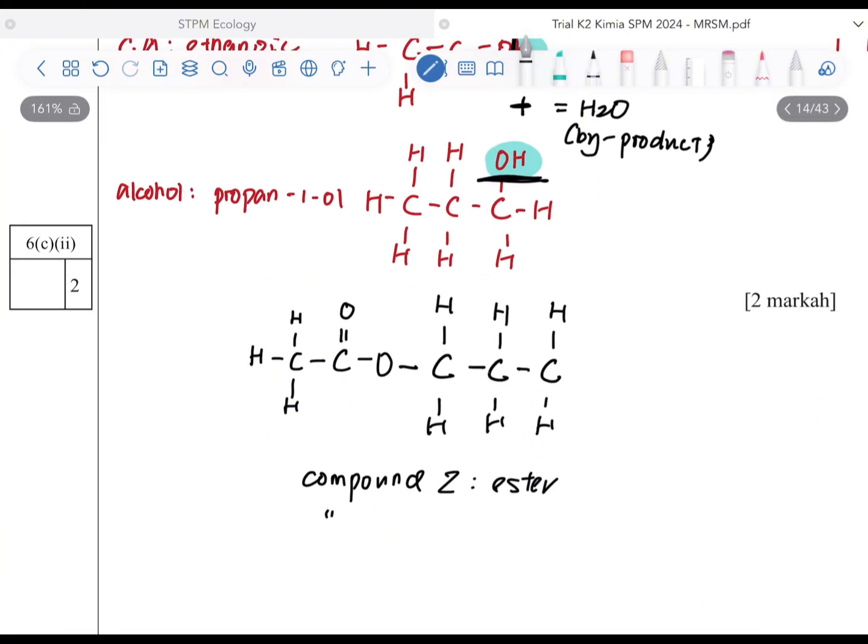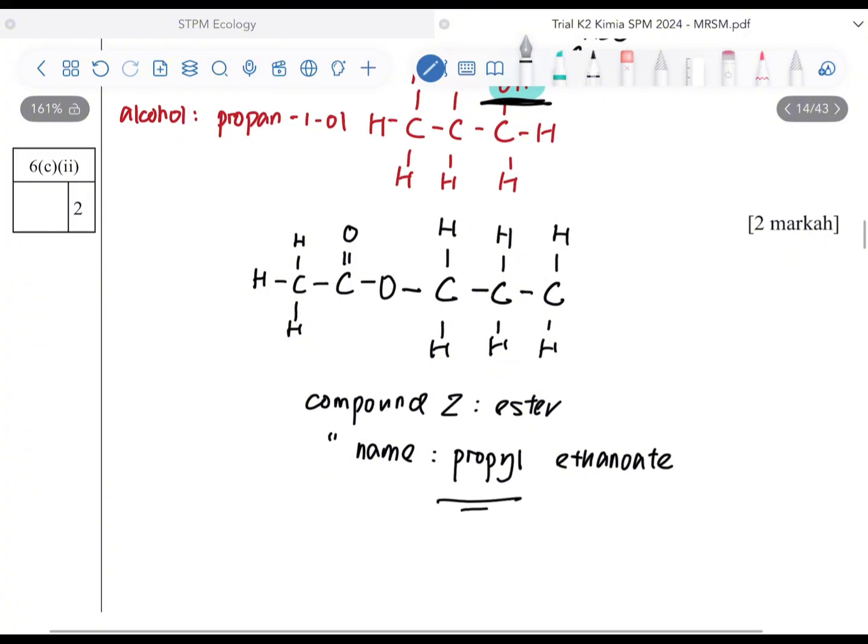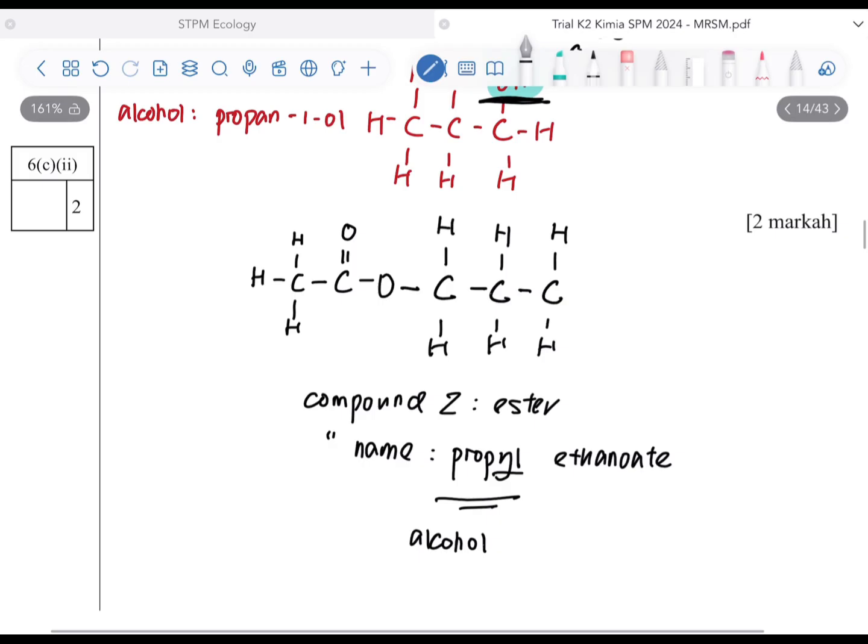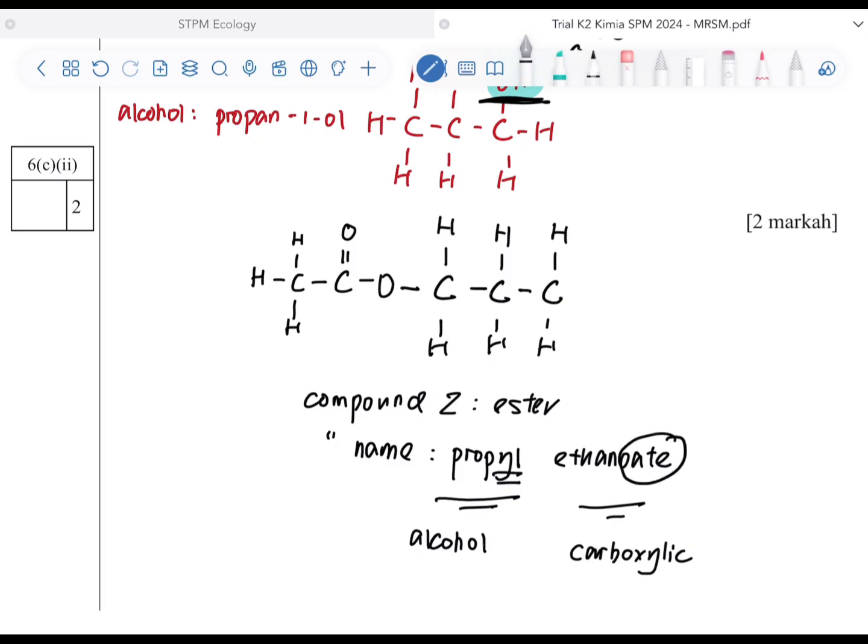For the name for compound Z, it will be propyl ethanoate. For your information, for the naming of the ester, in front we use the name of the alcohol and end with YL. Lastly, the second part of the name for the ester will be derived from the carboxylic acid and end with OATE.